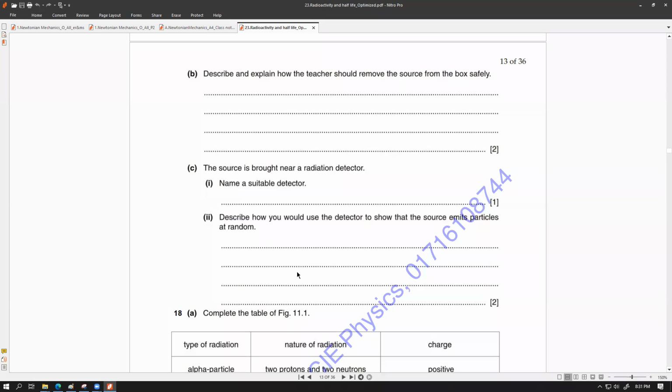Those counts, the number of counts in the GM tube for equal time intervals, should be unequal or different, proving that radioactivity is a random process. You have to use that word: those counts made for equal time intervals are not going to be equal to each other, they're going to be different, proving that radioactivity is a random process. It's a 2-mark question. Measuring the count for equal time intervals scores the first mark. Mentioning that each of those counts would be different from each other scores the second mark.